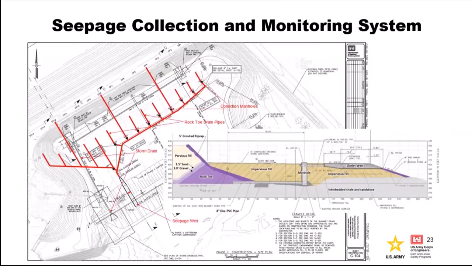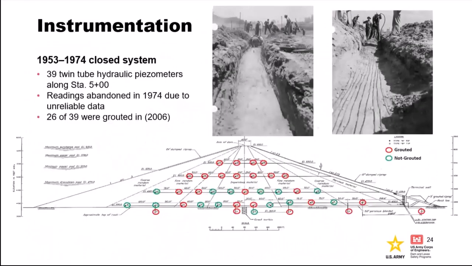They extended these pipes. They all came into a common manifold that you can see running around here. And they exited out of a single seepage weir where, at the time, they were able to not only collect flow measurements, but also look for turbidity. Again, they were concerned that they couldn't monitor any of the seepage exiting the toe of the dam, so they did this as a modification. In terms of instrumentation, the dam was constructed with a system of twin tube hydraulic piezometers.